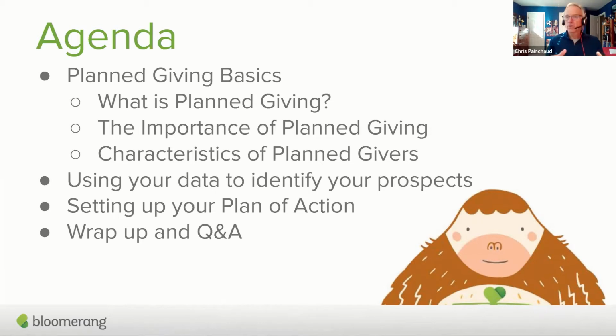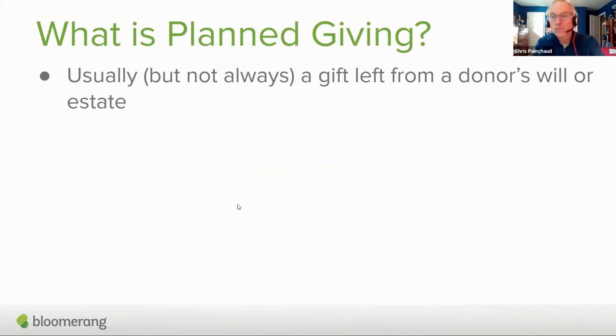We'll talk about the basics a little bit to start, just to make sure everybody's on the same page. It doesn't matter whether you've never heard of planned giving before or you're semi-expert. I think everybody will find a lot of value in how we're going to apply Bloomerang to your strategy. The meat of the presentation is going to be divided into 2 parts. The first part will be identifying prospects who would be a good candidate for a planned gift. Once we've done that, we're going to talk about setting up your plan of action so you can have a methodical approach to managing your planned gift, your structured strategy.